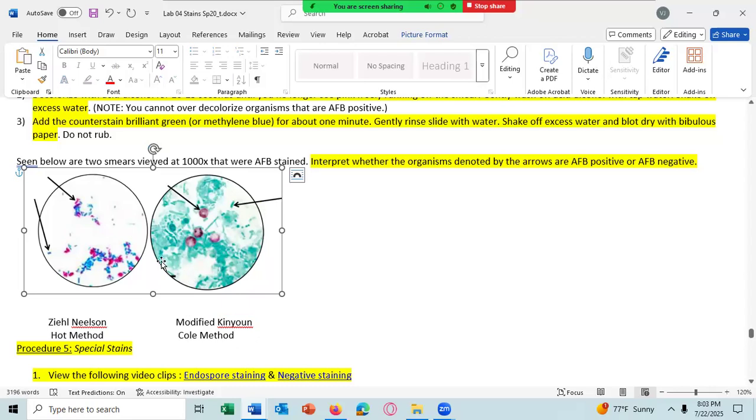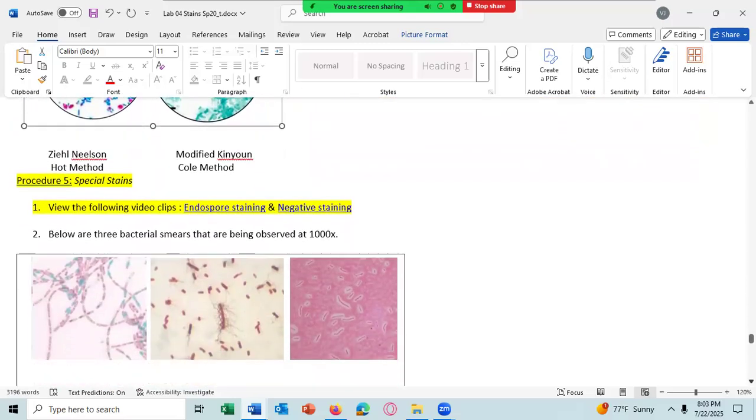And then state whether that one is acid-fast positive bacteria or acid-fast negative. Another way to do it would be to say whether the cell, if it's green, is acid-fast positive or negative, and whether it's pinkish, if it's acid-fast positive or negative. But state it someplace to get your correct answer. And then go on to procedure 5.